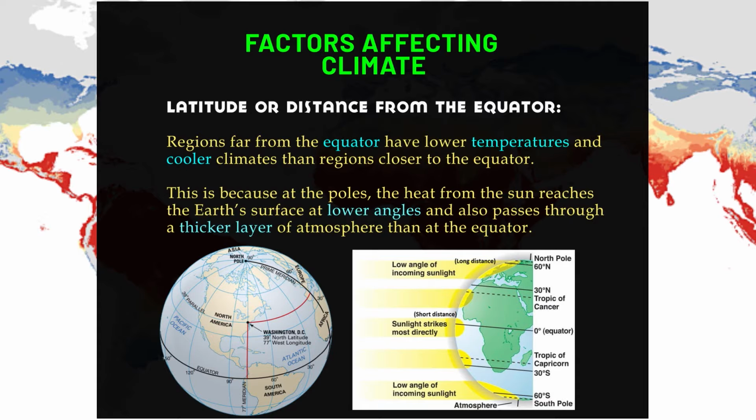The location of a region in relation to the equator determines the kind of climate that region will have. The equator is simply a line that divides the Earth into two. It is a great latitude. Regions that are located far from the equator usually have lower temperatures and cooler climates. This is because they are located at the north and south poles of the Earth, while regions that are located close to or around the equator usually have warmer climates and higher temperatures.